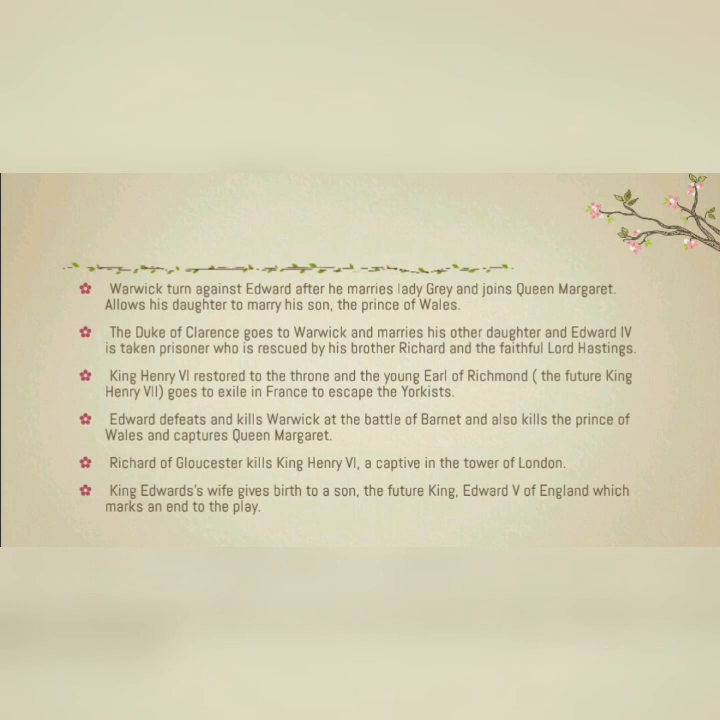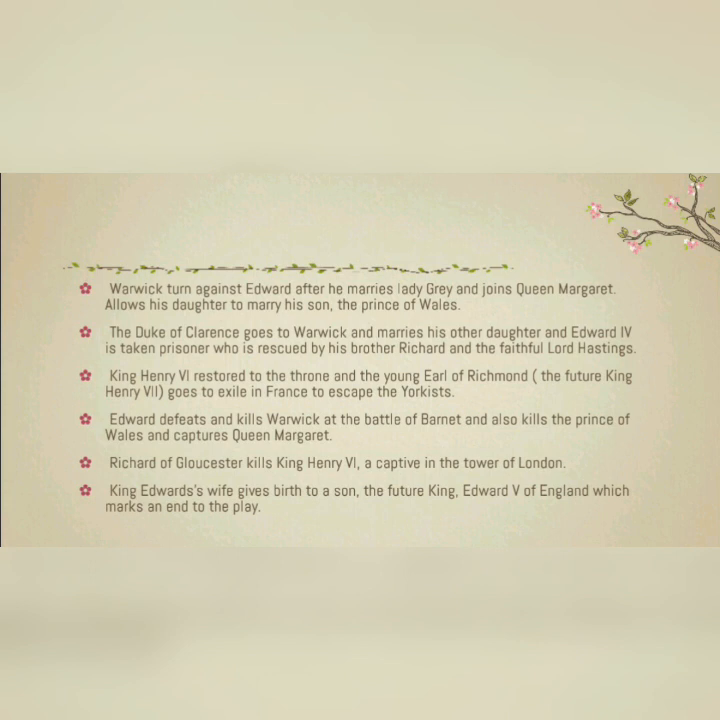King Henry VI has been restored to the throne, and the young Earl of Richmond, who becomes the future King Henry VII, goes into exile in France to escape the Yorkists. Edward defeats and kills Warwick at the Battle of Barnet. In a subsequent battle, he kills the Prince of Wales and captures Queen Margaret.